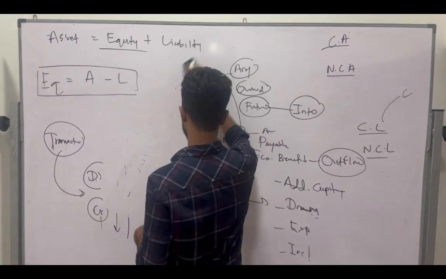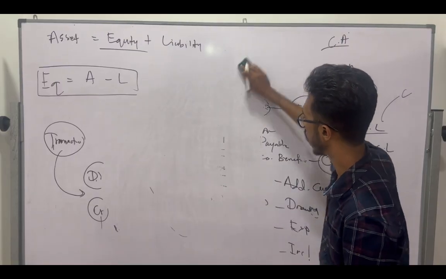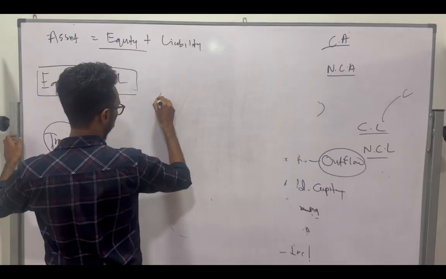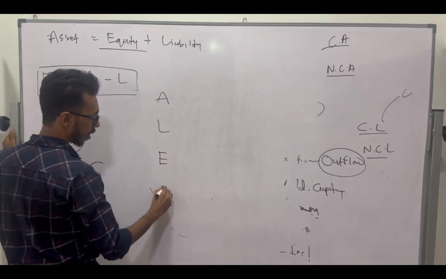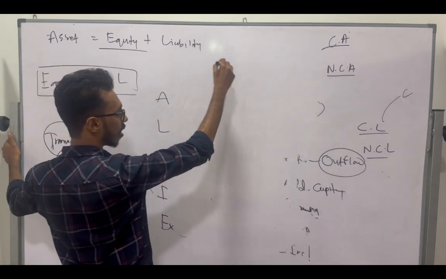So there is a rule for the dual impacts. Let's see what this rule is, right? Assets, liabilities, equity, income, and expenses, right? There is a rule for them, look.